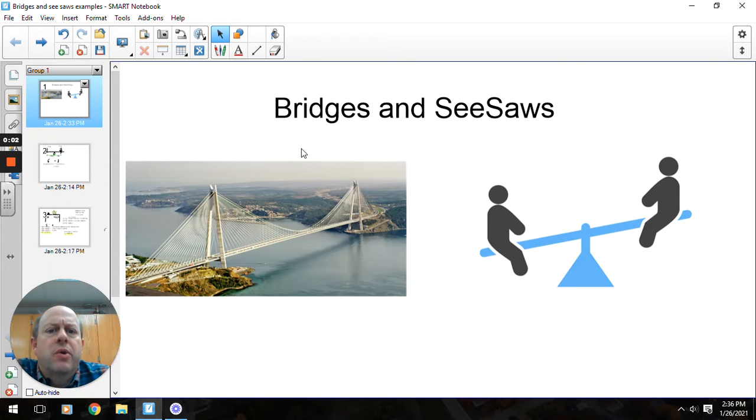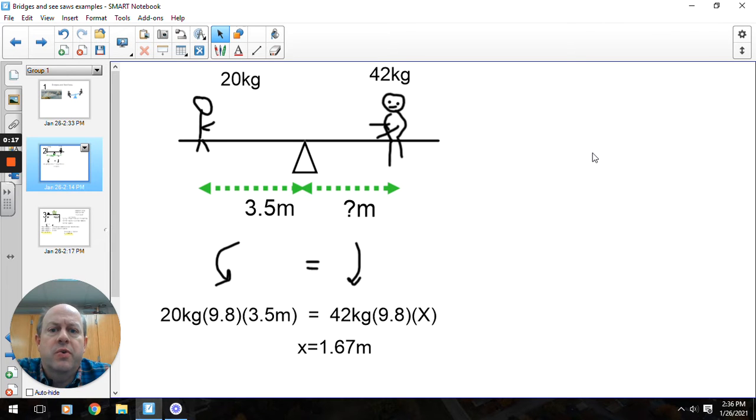Today we're going to do a couple of example problems with bridges and seesaws. These are problems that involve torque, and torque is going to be part of our rotational motion unit. So let's go ahead and get started. Our first one is going to be a seesaw, a teeter-totter problem.